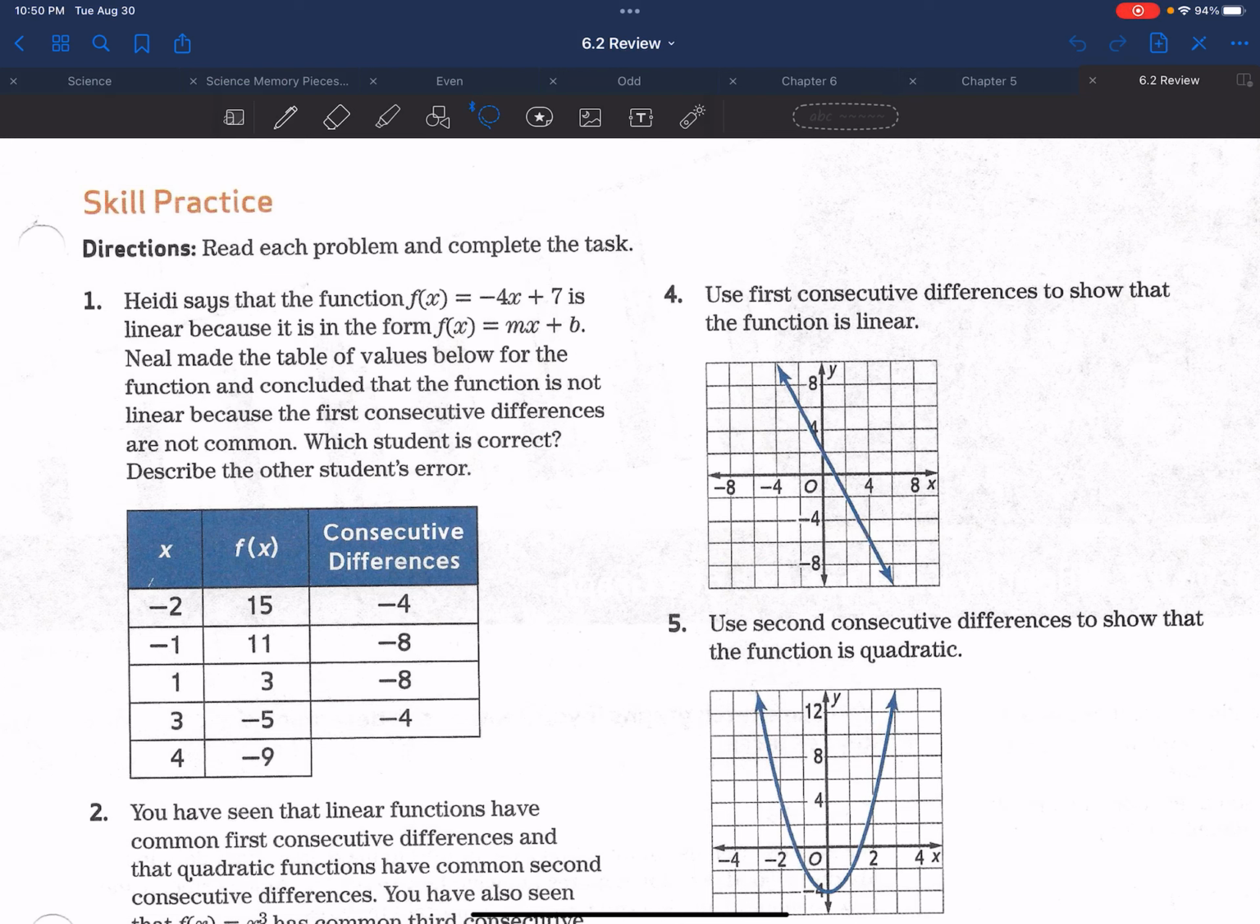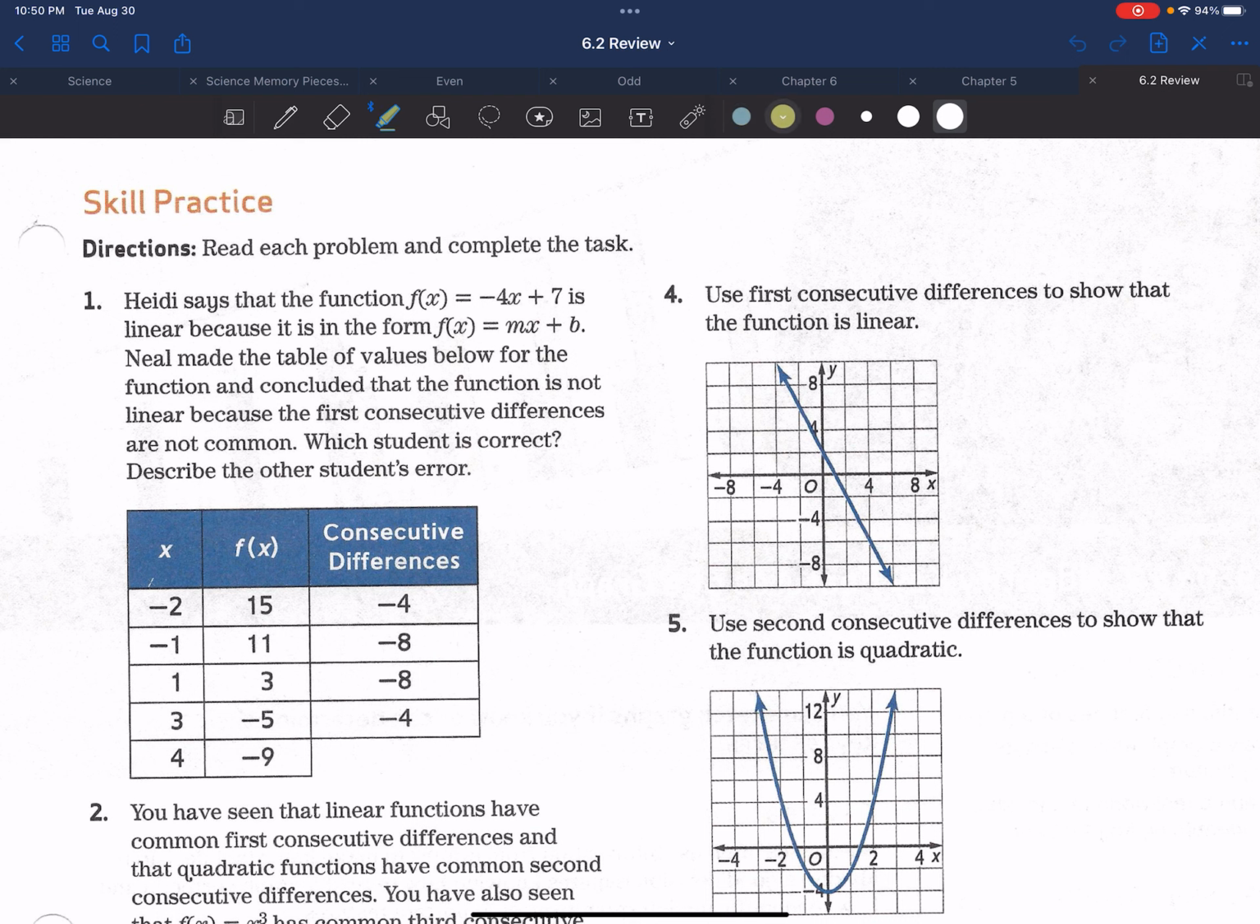We are now on page 199. Number 1. Heidi says that the function is linear because it is in slope-intercept form. Neil made the table of values below for the function and concluded that the function is not linear because the first consecutive differences are not common. Which student is correct? Describe the other student's error.